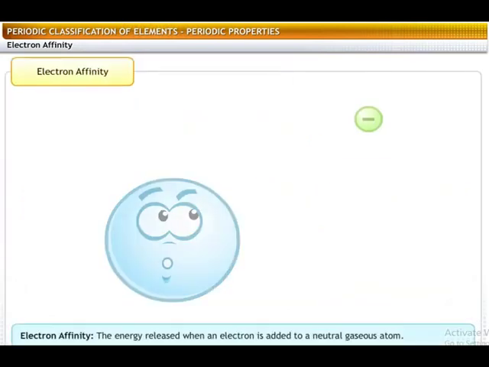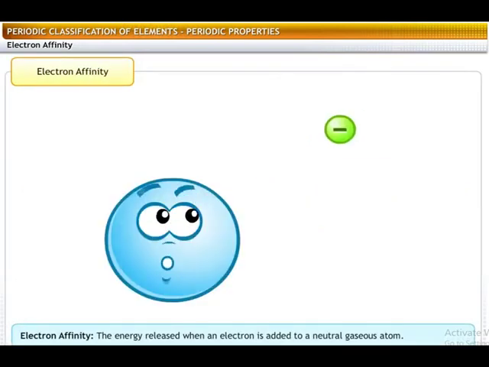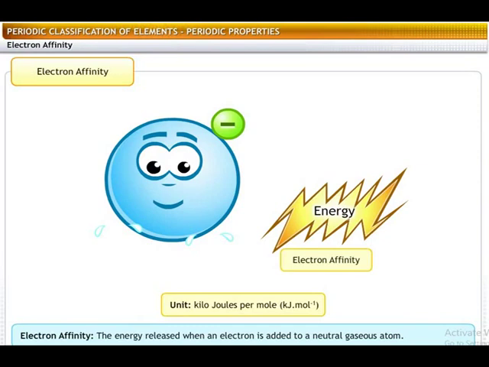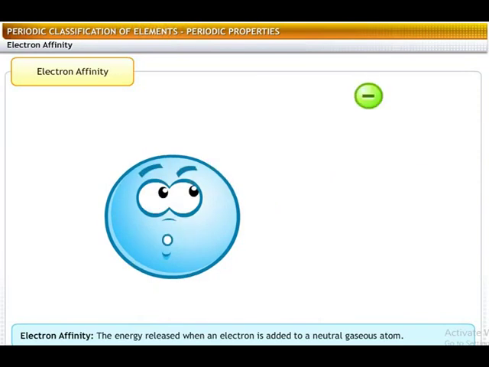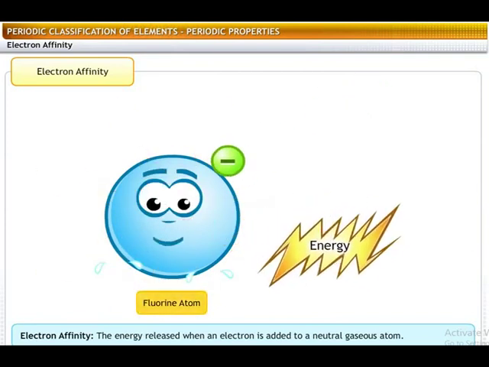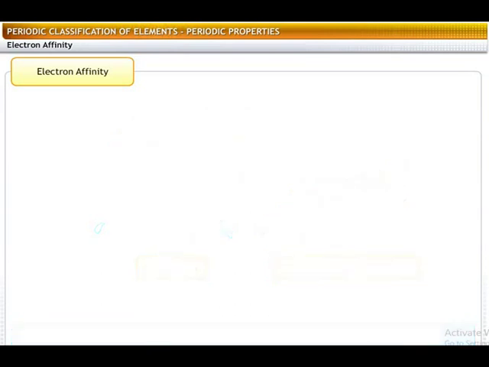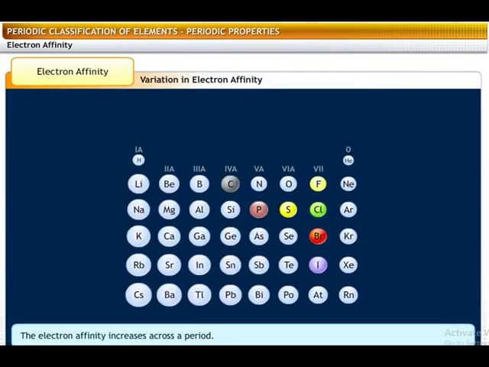Electron affinity is defined as the energy released when an electron is added to a neutral gaseous atom. The unit for electron affinity is kilojoules per mole. Consider a fluorine atom. In the gaseous phase, a fluorine atom releases 328 kilojoules per mole when it gains an electron to form a fluoride ion. Let us now observe the variation of electron affinity across a period.